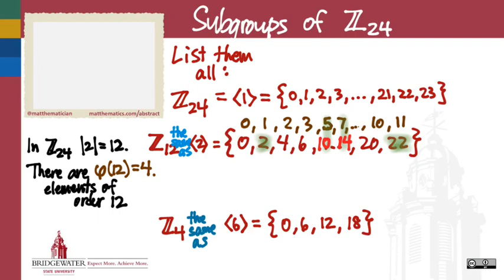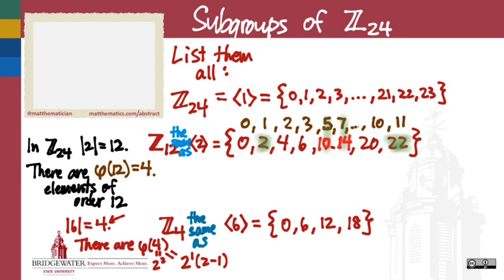And so what is the order of the element 6 in Z24? 4. How many elements of order 4 would there be? What question do I have to answer there? Phi of, well, I want order 4 here. So phi of 4. I need phi of 4 elements of order 4. And how do we figure out what phi of 4 is? It'll be 2 to the 1 times 2 minus 1. Right? Because 4 is 2 squared. I think I have that right.